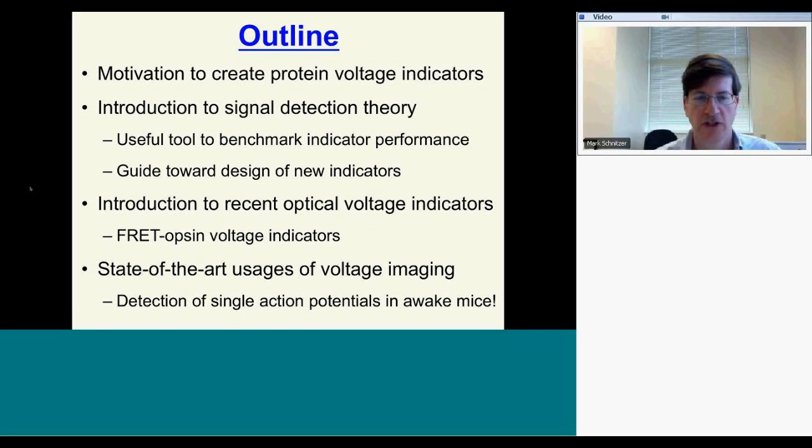Third, I'm going to discuss some recent progress in the development of optical voltage indicators, and in particular, I'm going to focus on a class of indicators that my lab has been pursuing, the Fred-Opsin voltage indicators, and I'll explain how these work. And then in the last portion of the talk, I will discuss some state-of-the-art usages of optical voltage imaging and some examples that we have been pursuing in our laboratory here at Stanford, including the first instances of detection of single action potentials, single spikes, in the brains of awake mice.